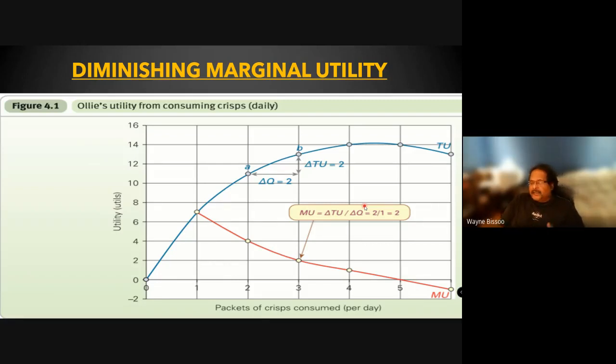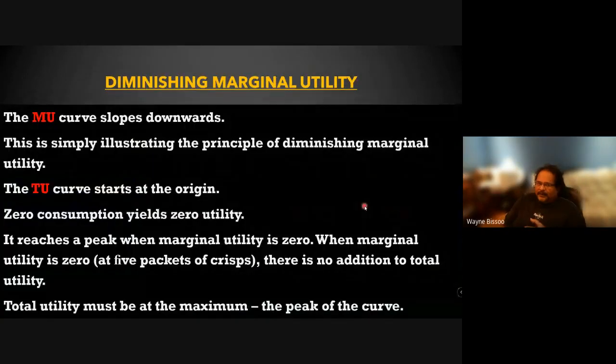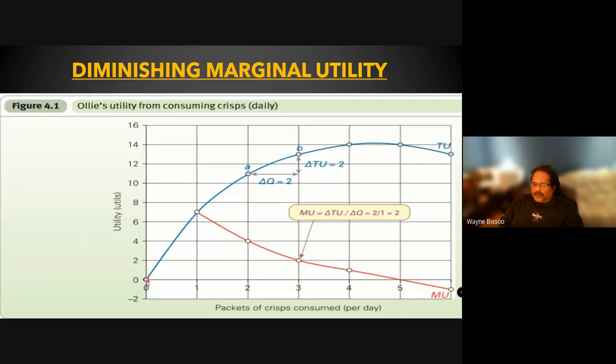So we make a statement now from the law of diminishing returns, and that statement says, so let's look at the conditions here. The marginal utility curve slopes downwards. This is simply illustrating the principle of diminishing marginal utility. The total utility curve starts at the origin. 0 consumption yields 0 utility. That's where it starts from the origin. It reaches a peak when the marginal utility is at 0. So let's understand what it's saying. When the marginal utility is at 0 here, total utility is at its highest point.